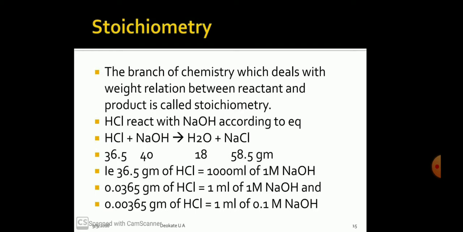36.5 gram of HCl is equal to 1000 ml of 1 molar NaOH. So 0.0365 gram of HCl is equal to 1 ml of 1 molar NaOH, and 0.00365 gram of HCl is equal to 1 ml of 0.1 molar NaOH. This is the molarity concept, or the stoichiometry concept.